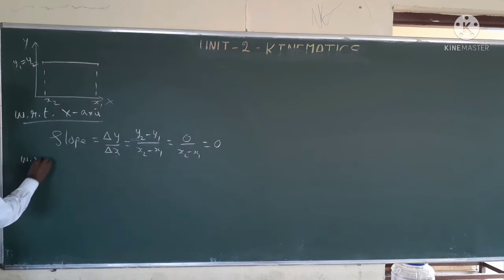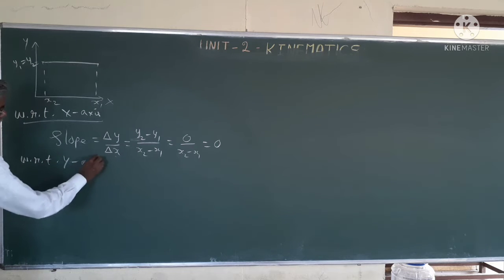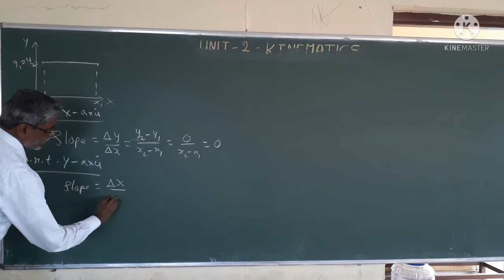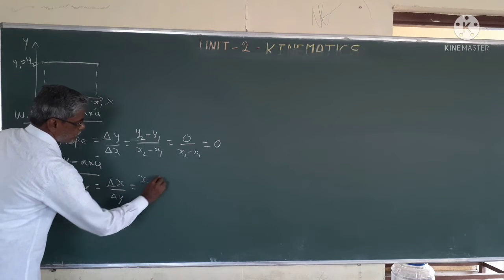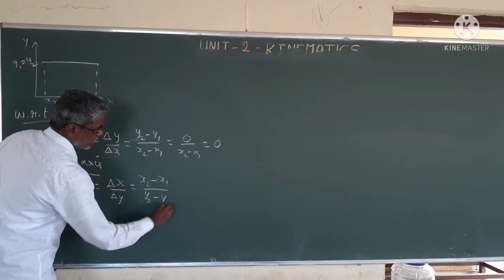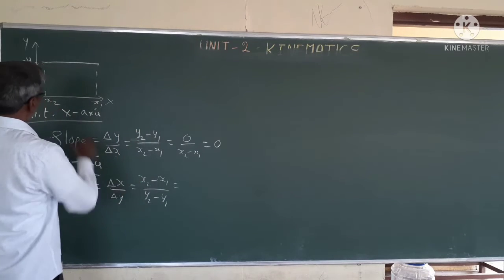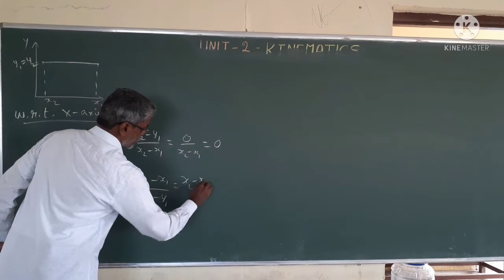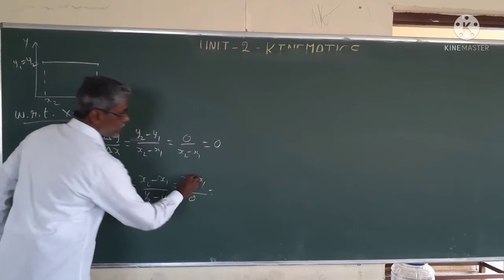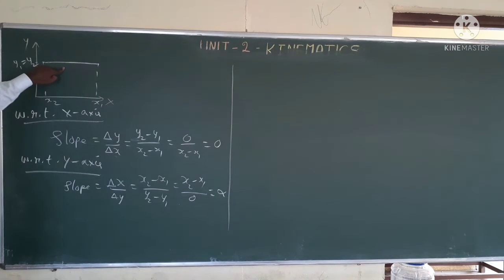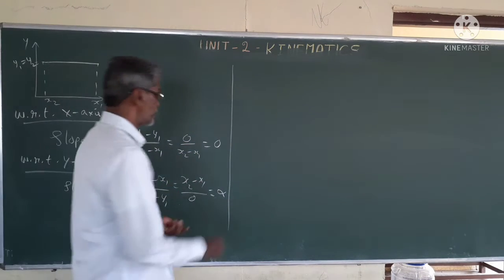Suppose with respect to the y-axis, slope is equal to delta x by delta y. Here it is x2 minus x1 by y2 minus y1. Here y2 minus y1 is 0. So any number divided by 0 will give infinity. So for a horizontal line, with respect to the x-axis, the slope will be equal to 0, and with respect to the y-axis, the slope will be equal to infinity.